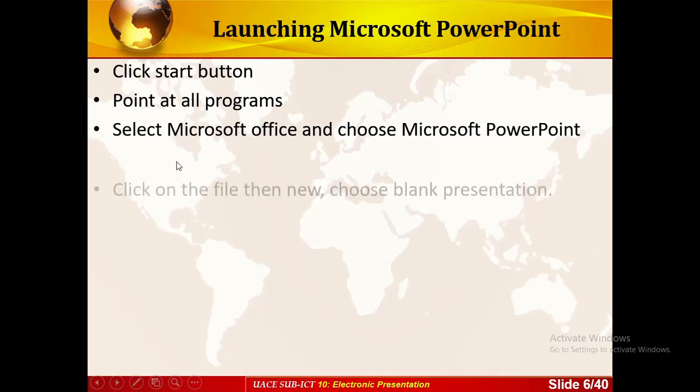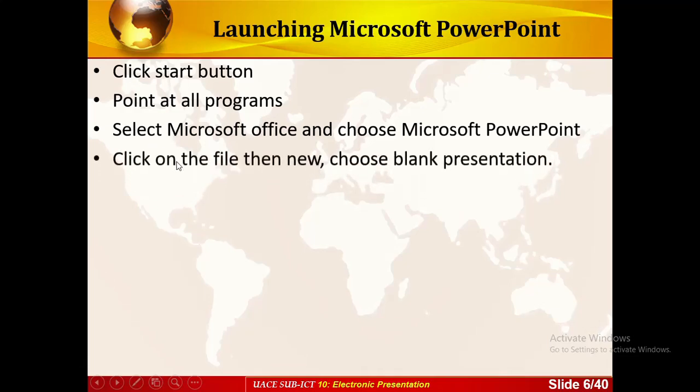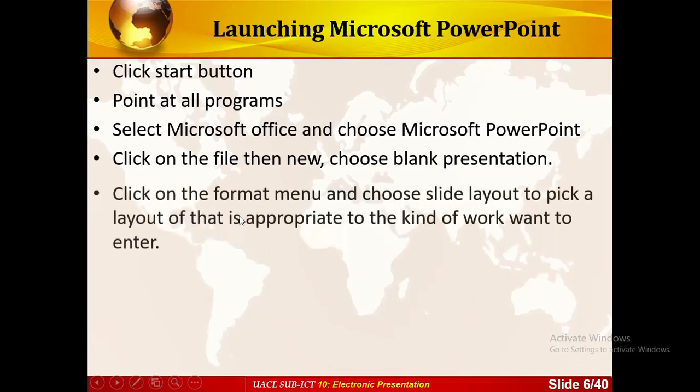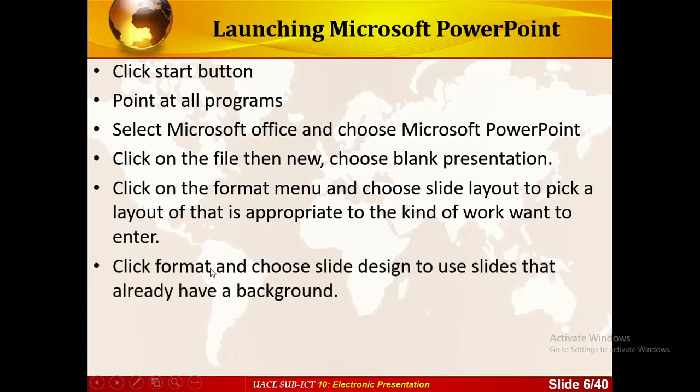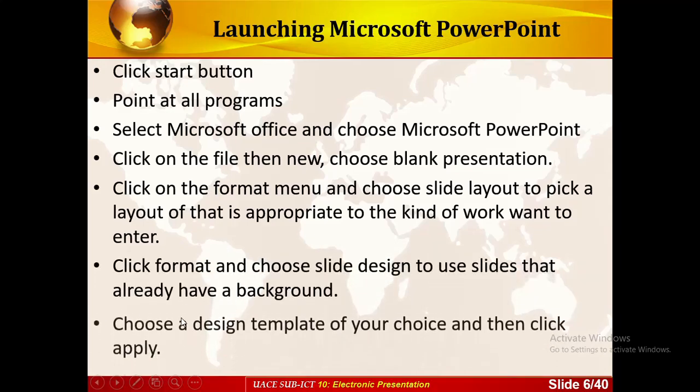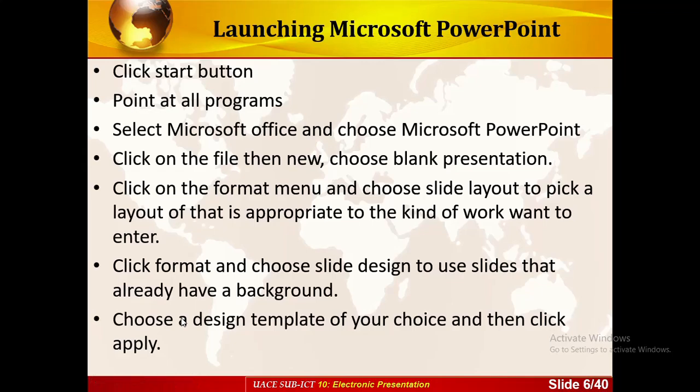However, starting from Windows 10 and above, we always use the file menu or the file tab. Then we click the blank presentation. Click on the format menu and choose the slide layout to pick a layout that is appropriate to the kind of work that you want to enter. Click format and choose slide designs. Use a slide that already has a background. Choose the design template of your choice, then click apply.